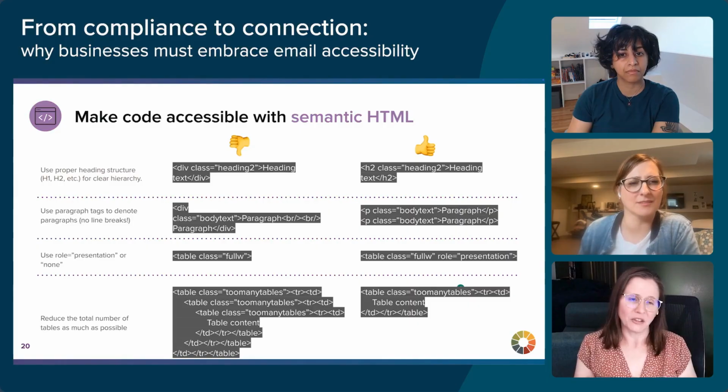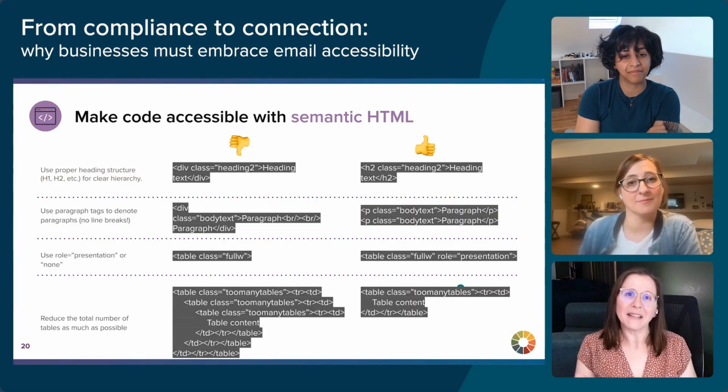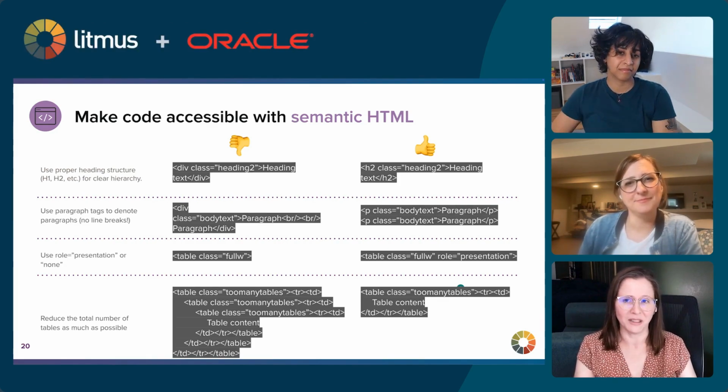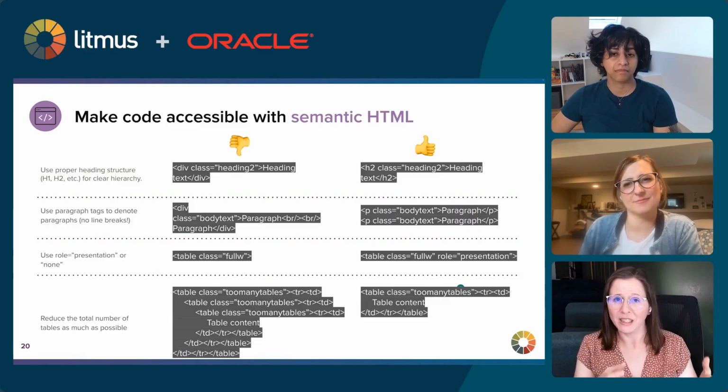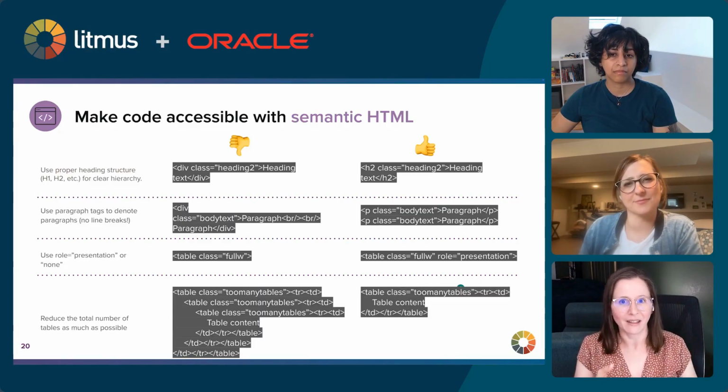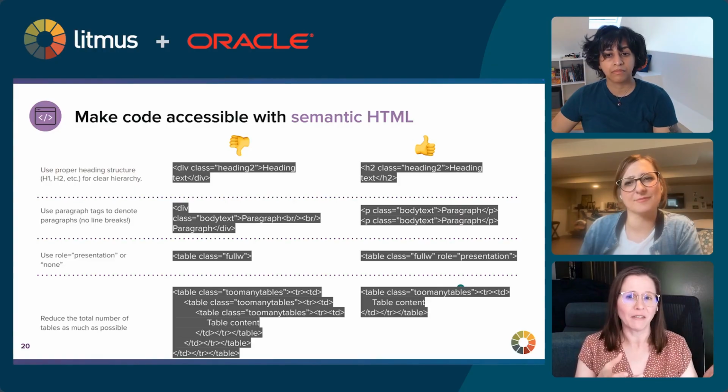And then that leads us into some of the coding changes we can make. The best thing we can do as email creators is to use semantic HTML, which basically just means that we're using the right HTML element for the content inside that element. So if we are adding a headline, that should be in a heading tag. If it's a block of text, we need to use the paragraph tag.